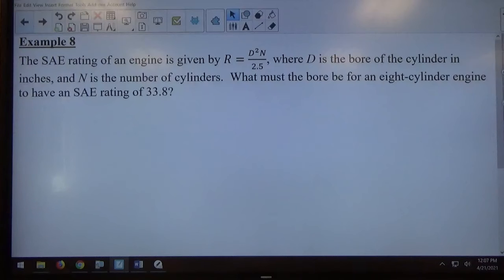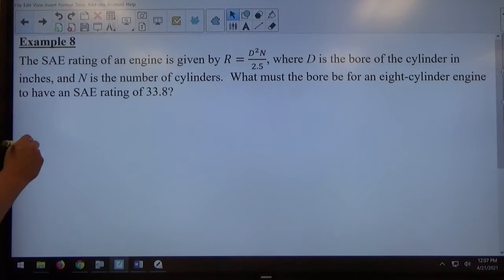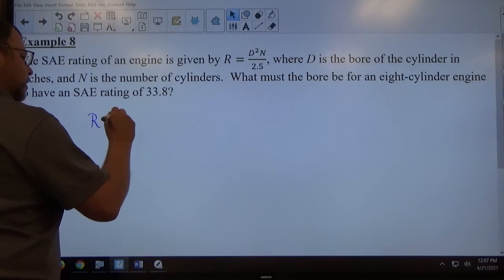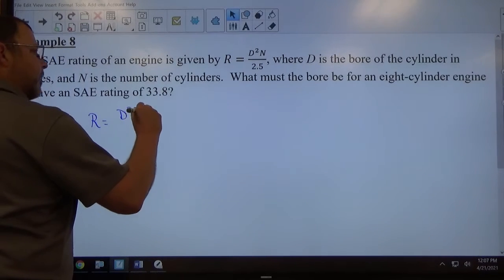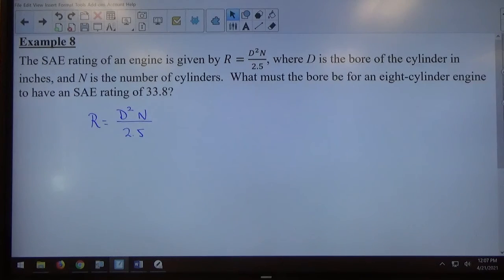So example 8, the SAE rating of an engine is given by R equals D squared N over 2.5. So very much like the word problems we've already seen in this section, just more practice basically today. So they give us an equation. Our equation is R equals D squared N over 2.5. Notice there's three variables, so I want to continue reading the problem to identify what each variable represents, to find out what they're telling me for information, what they're asking me to find.